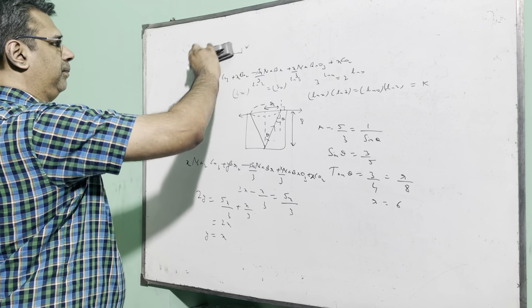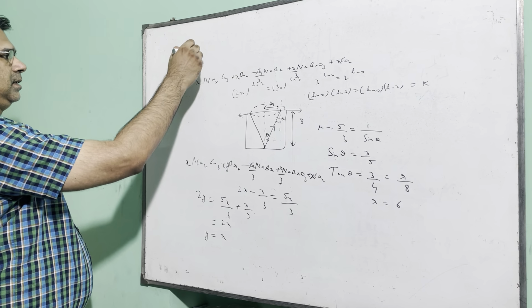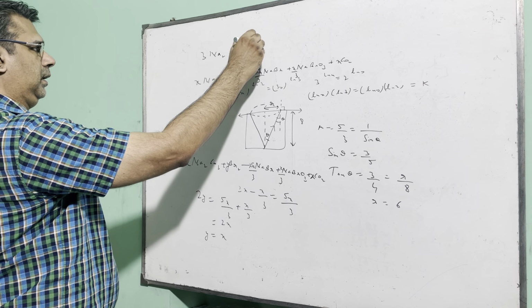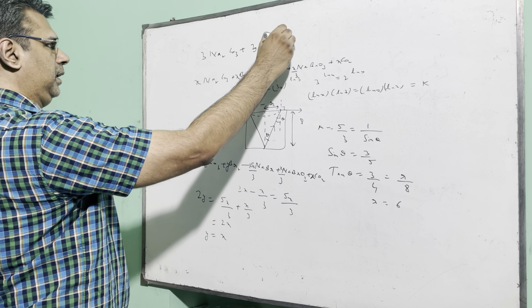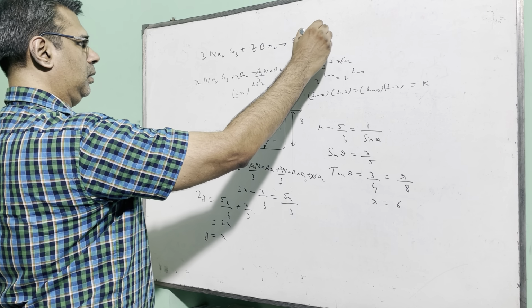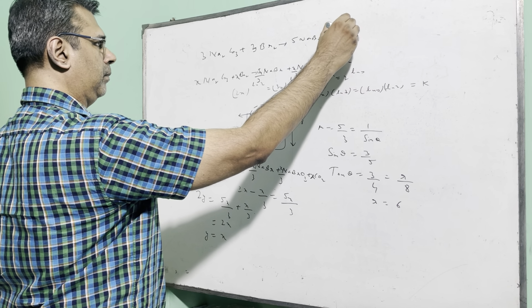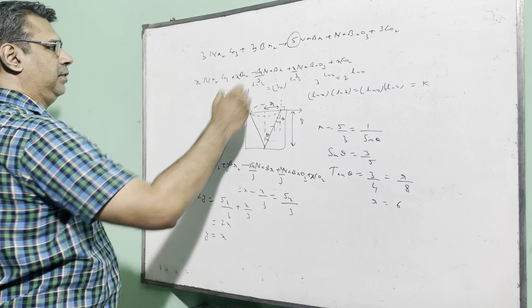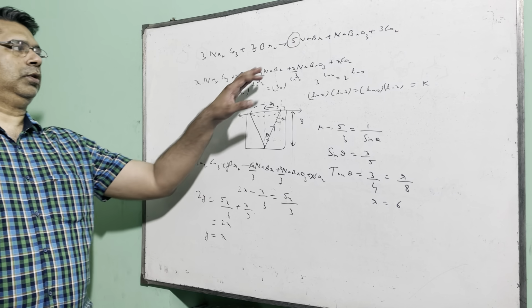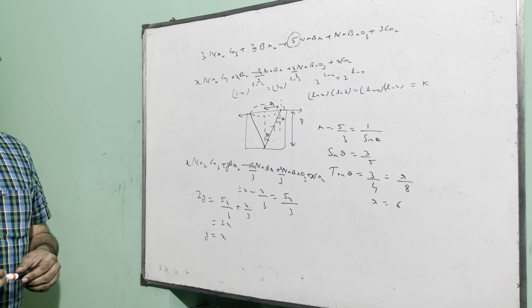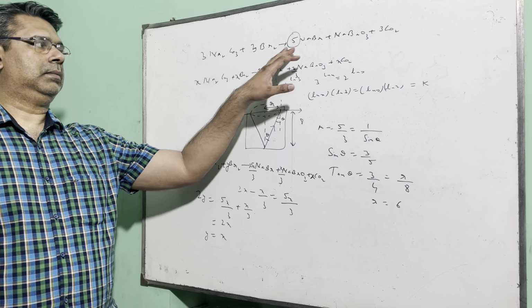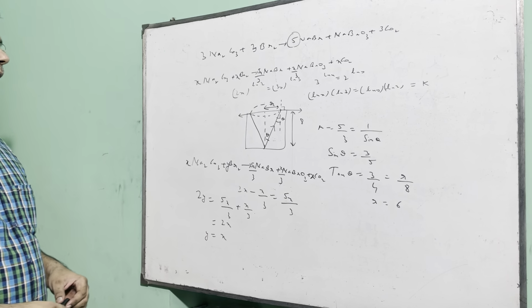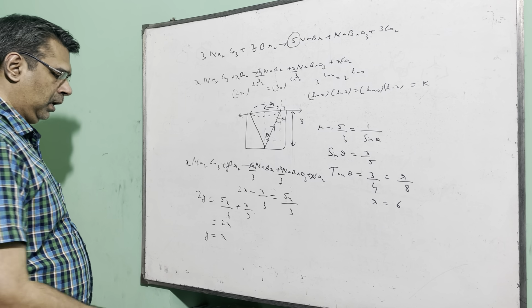Ultimately, if you cancel the x and take the LCM throughout, you will get 3 Na2CO3 plus 3 Br2 is equal to 5 NaBr plus NaBrO3 plus 3 CO2. So the coefficient of sodium bromide is 5. So the answer of the chemistry question is that the number of moles of sodium bromide required in the balanced equation is 5.